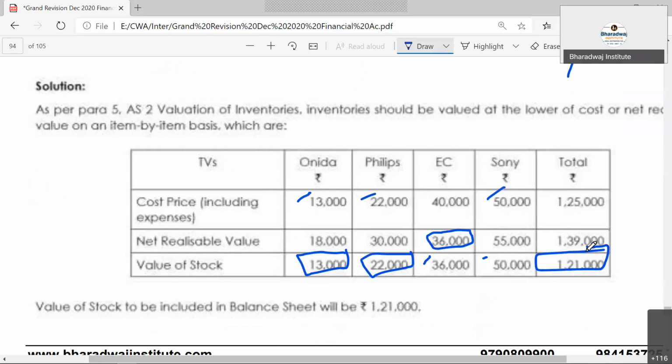They can ask for the total answer, 1,21,000, as the main answer, or they can ask you for individual calculations like Onida, Philips, EC, and Sony. They can ask it separately.